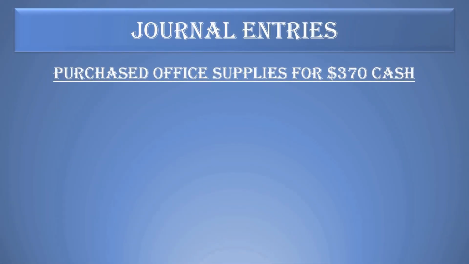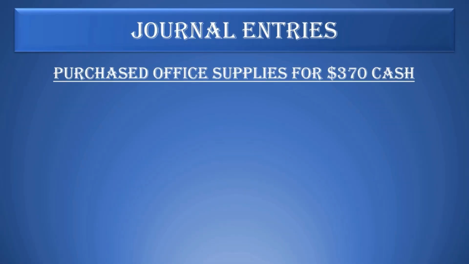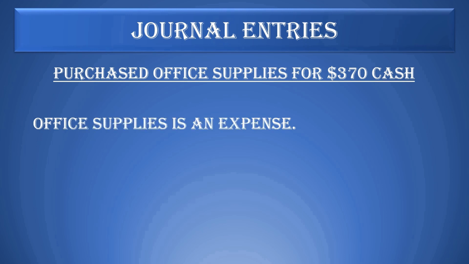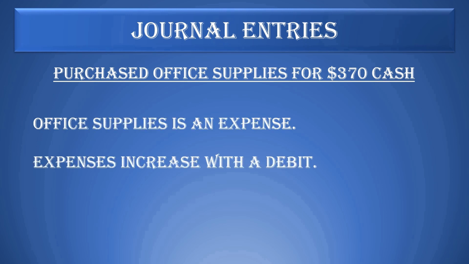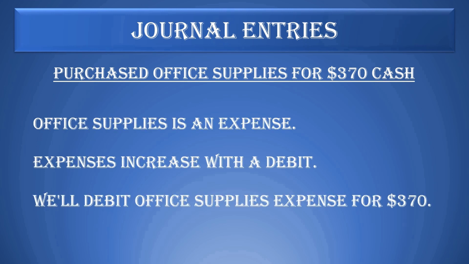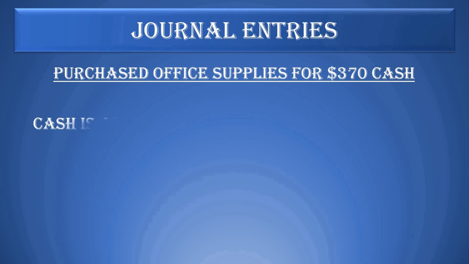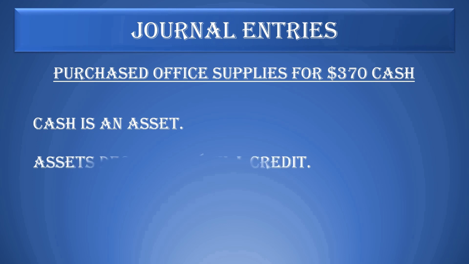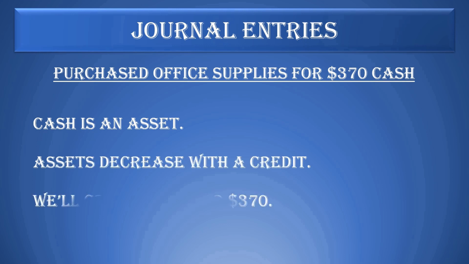Next, our company purchased office supplies for cash. Total cost of supplies is $370. Let's analyze this transaction. Office supplies are reasonably expected to be used up within the next accounting cycle. So this purchase is an expense. Expenses increase with a debit. So we'll debit office supplies expense for $370. We paid for these supplies in cash. Cash is an asset, and assets are decreased with a credit. So we'll credit cash for $370.